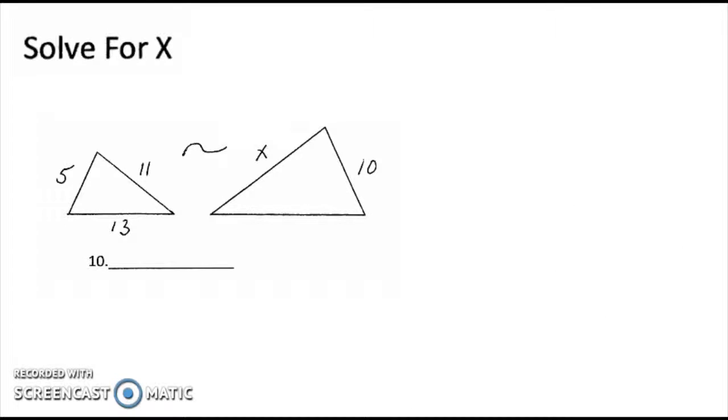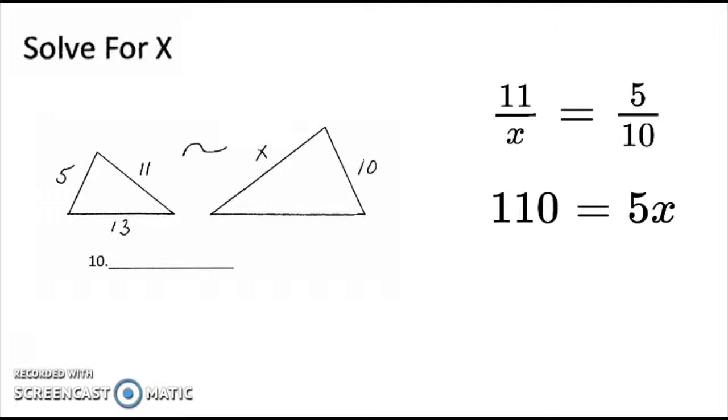Number 10, we have similar triangles. So you got to write the proportional sides as a fraction. So x over 11, these sides go with each other. And then 5 over 10, because those sides correspond with each other. Now we cross multiply. 110 equals 5x. Divide both sides by 5, and x is 22. So number 10 will be 22.